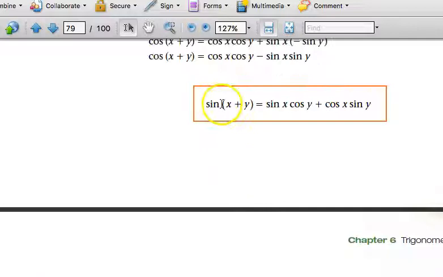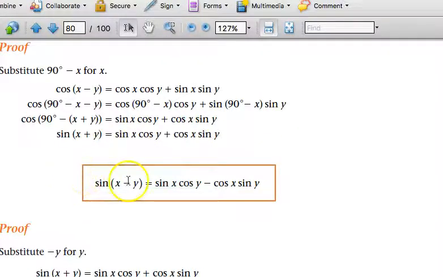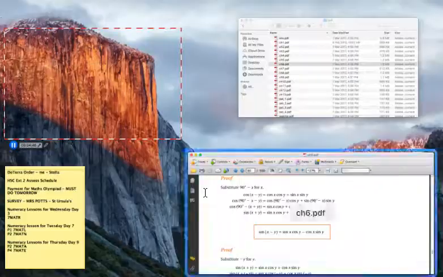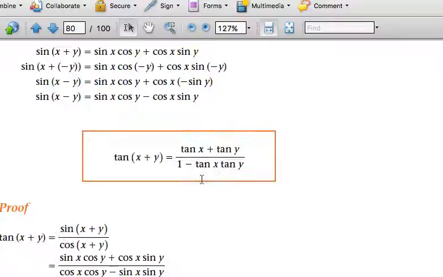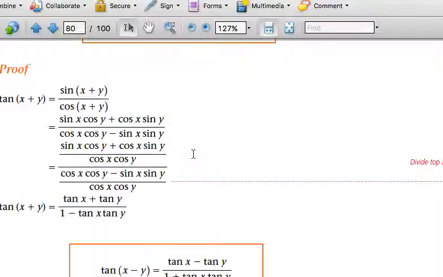Then we do it for cos, sum and difference. Then we've got formulas for sine of x plus y. That's sum. This is difference of angles, sine of x minus y. And then we do substitutions to get tan of x plus y, because tan is sine on cos, right? So they prove that there.